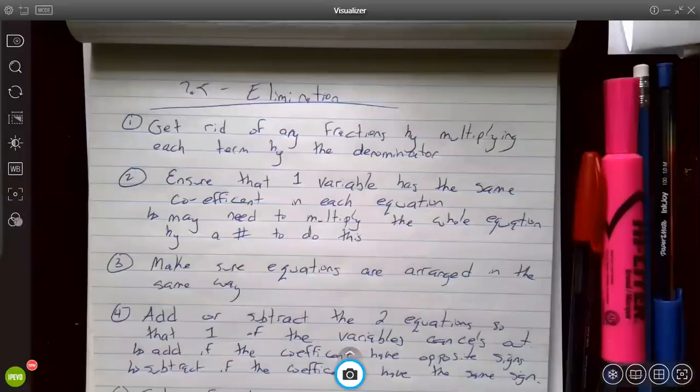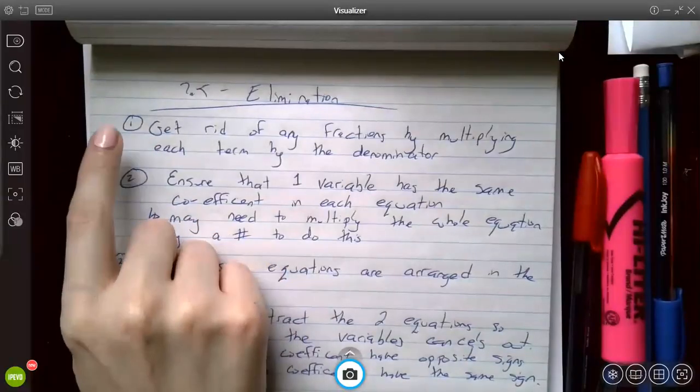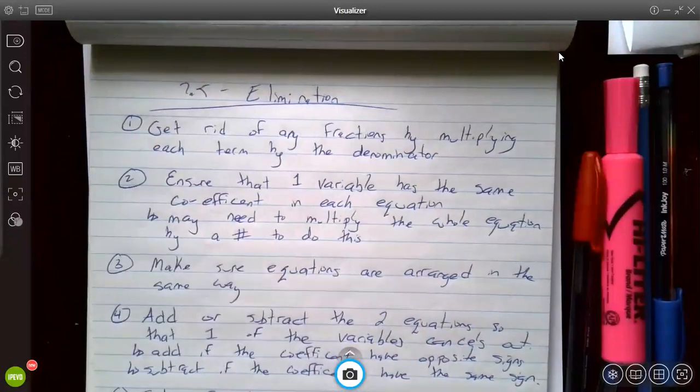Good morning, guys. Today we're going to be looking at the third and final method of solving systems of linear equations. This one is called elimination. With elimination, just like with substitution, if there are fractions that you would like to get rid of, you can multiply each term by the denominator.